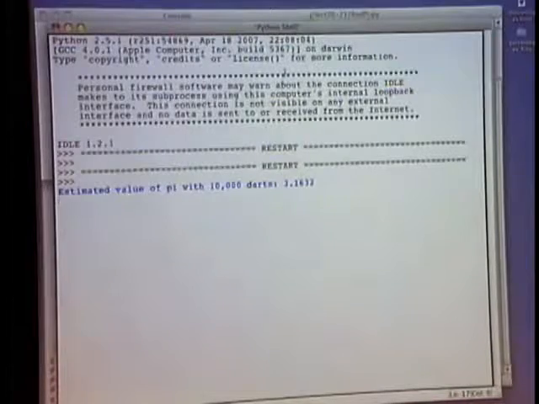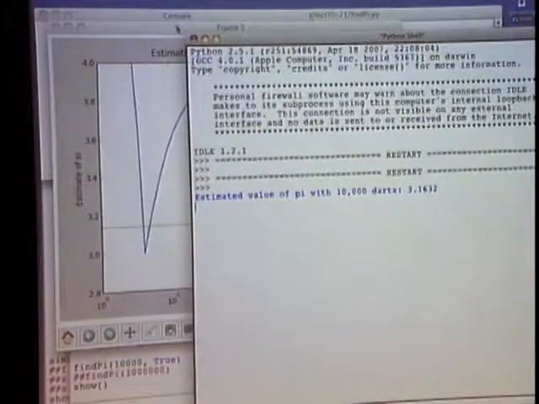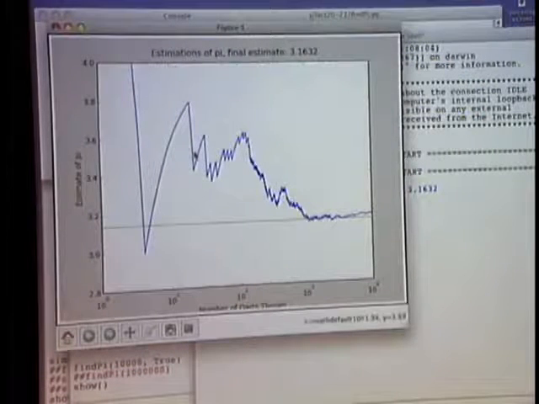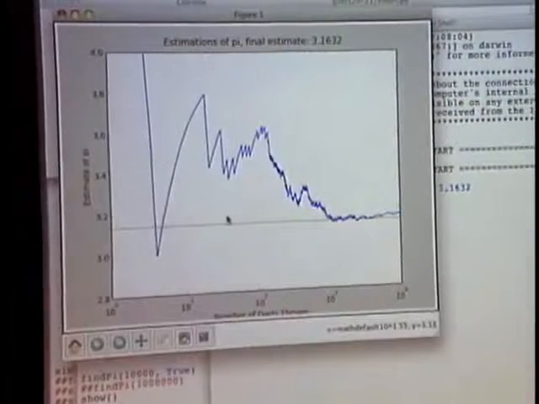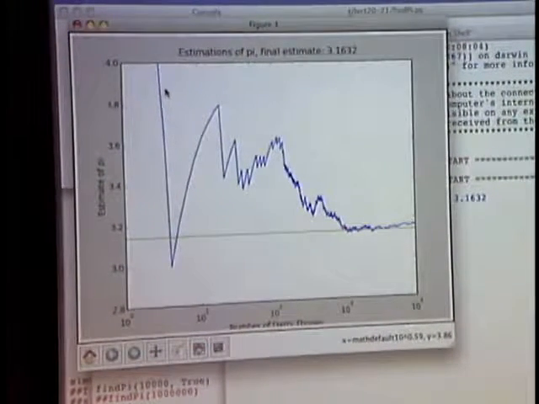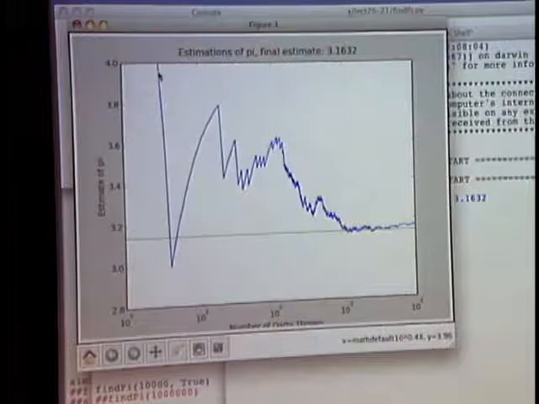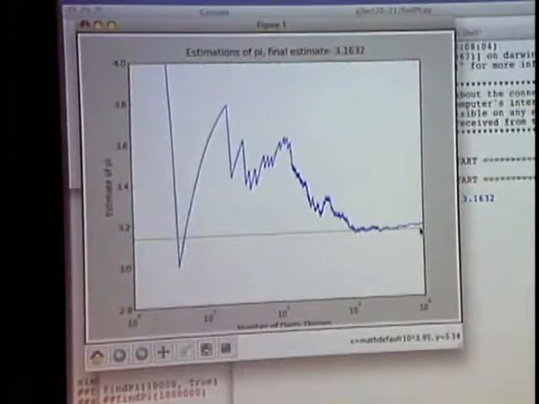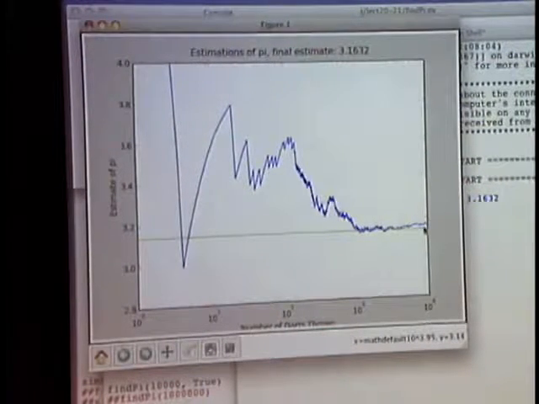And it gives me an estimated value of pi of 3.16. And what we'll see here is that as the number of darts thrown changes, the estimate changes. When I threw 1 dart, the estimate of pi was 4. I threw my second dart, it dropped all the way to 3. And then it bounced around a while. And then at the end, it starts to really stabilize around the true value.